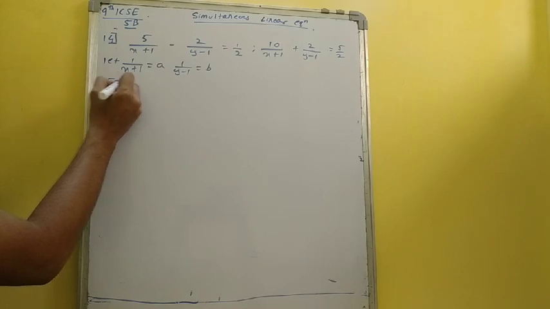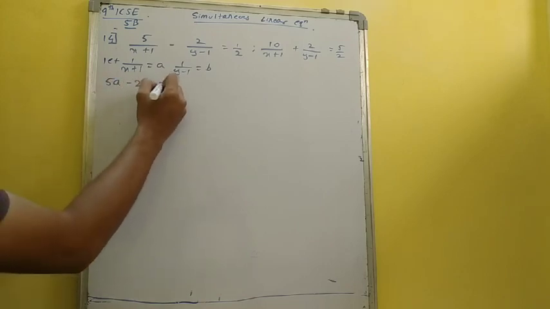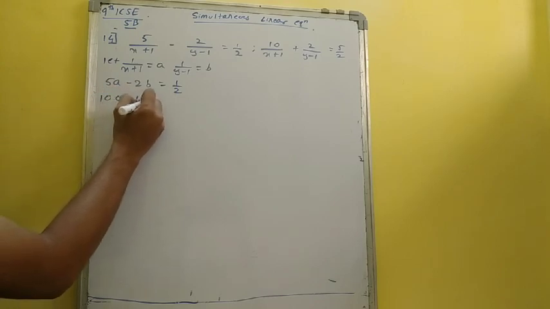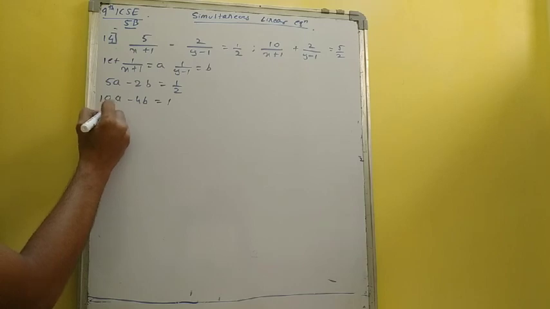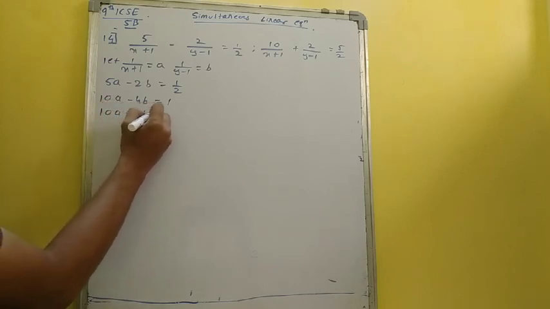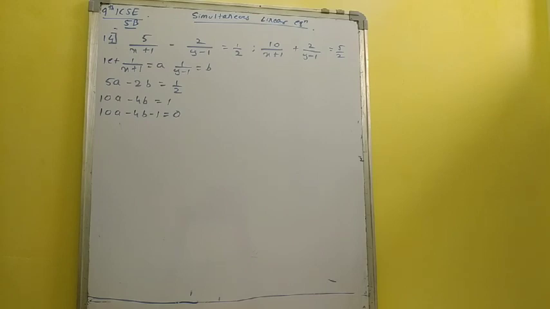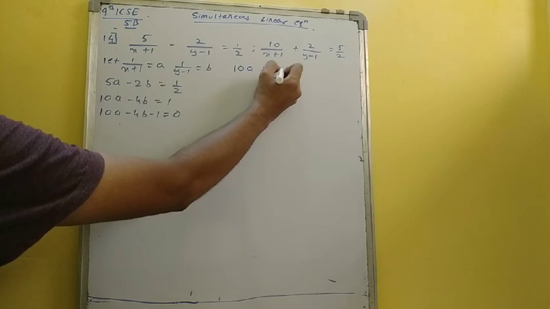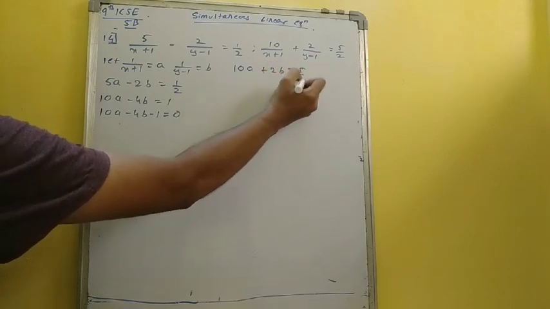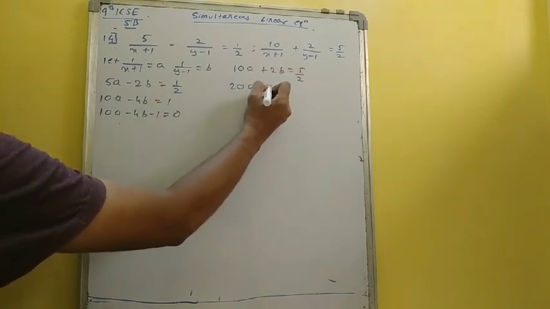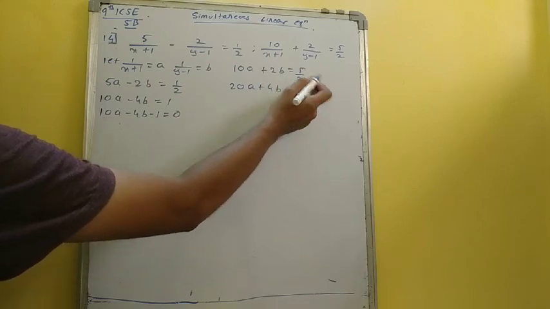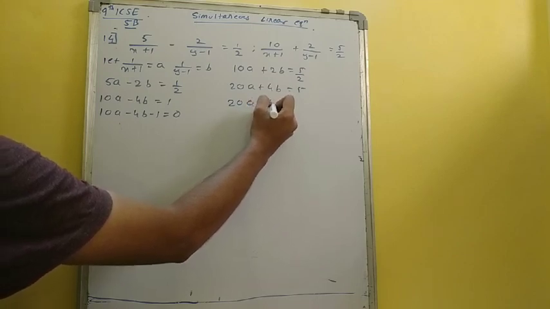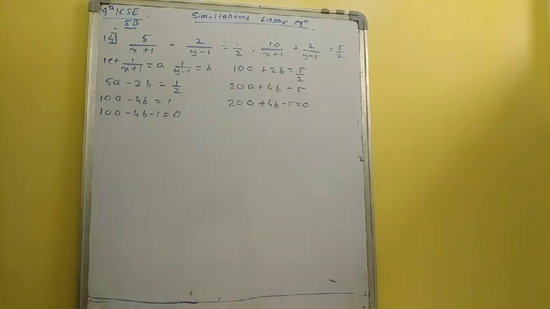So it is 5a minus 2b is equal to 1 upon 2. So 2 will go there and become 10a minus 4b is equal to 1. 1 will come this side. 10a minus 4b minus 1 is equal to 0. Okay. And for this part we have 10a plus 2b is equal to 5 upon 2. 2 will go there and we have 20a plus 4b is equal to 5. 5 will come this side. We have 20a plus 4b minus 5 is equal to 0.